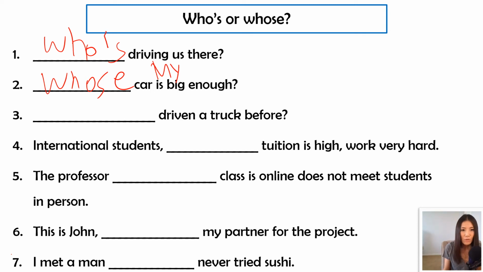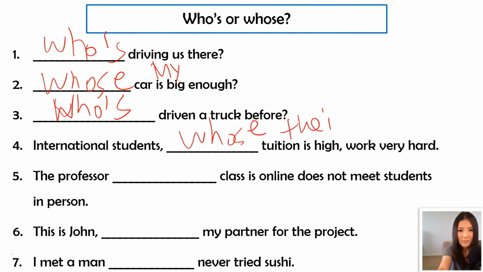Number 3, who's driven a truck before? Here, it's going to be a contraction for who has. Who has driven a truck before? So it's going to be apostrophe S. Number 4, international students whose tuition is high work very hard. It's going to show possession, because if I substitute a possessive adjective, like their tuition is high, it makes sense, right? So it's going to be O-S-E showing possession.